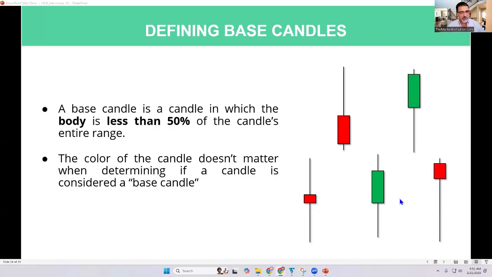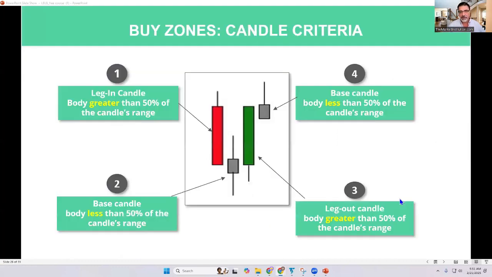A combination of these candles, leg in, base, leg out, base, is what we're looking for in a buy zone or a sell zone. Getting the terminology right: this is not drop, base, rally, base. If you start talking to yourself that way, you're going to find that you're getting yourself confused. Now, the shape looks like a drop, base, rally. Got it. But this group of candles is very specific.